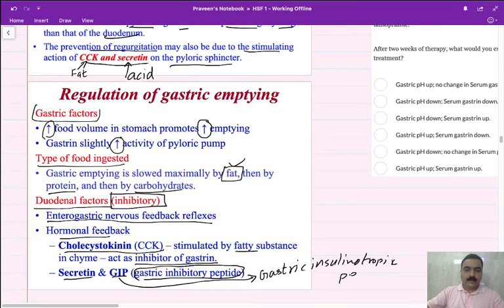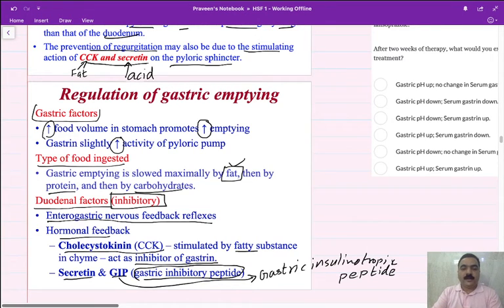Okay, this is the reason why when you take the glucose through the mouth, what happens? There will be an increased secretion of insulin compared to the same quantity of glucose if you inject it into the blood. The amount of insulin secreted will be less compared to the same volume of glucose if you consume it orally, because it will stimulate the gastric insulinotropic peptide, and the gastric insulinotropic peptide will go and stimulate the pancreas to secrete insulin. Okay, so that is why.